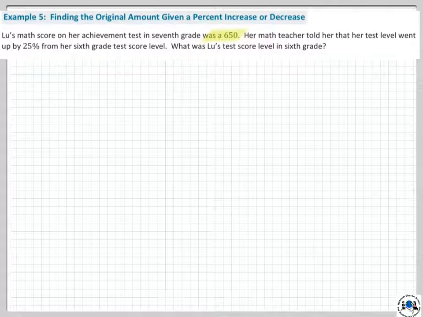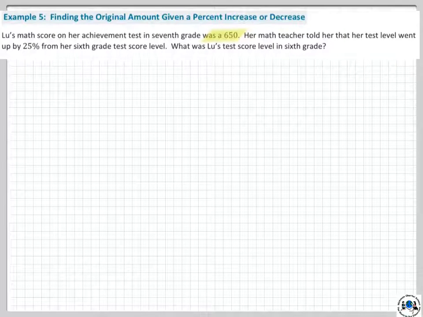Okay, here we go. We got example 5 here. We're looking at finding the original amount now, given a percent increase or decrease. This is a little bit different, probably the more confounding one for students, but it doesn't need to be difficult because we have a formula and we have a process. So here we go.